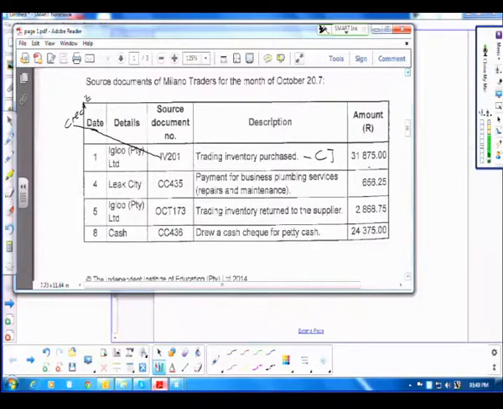All right, so let's look at the one on the fourth. They say Leak City, CC435. So payment for business plumbing services, repairs and maintenance. So here they have made a payment. They are telling you that we have made a payment. CC basically stands for a cash check. So they have used a check to actually make this payment.